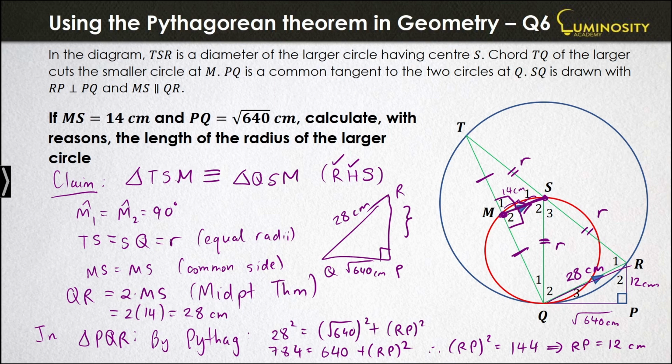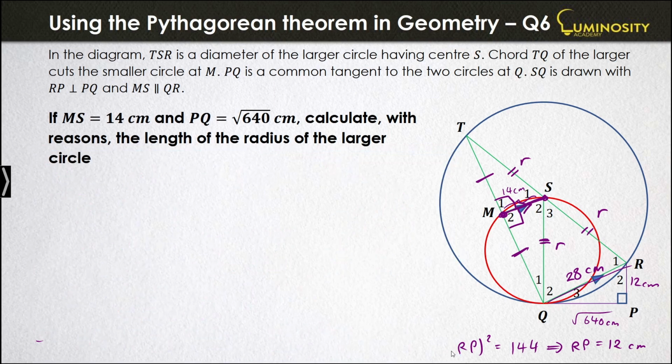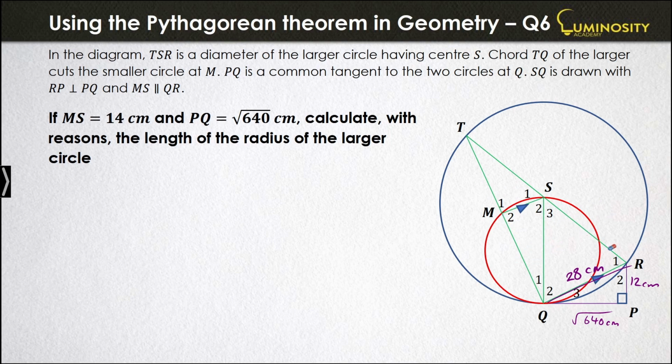Okay, so let's make some space now and combine all this information to help us. All right, so let's recall now. In this diagram here, we are looking for the radius length. So far what we've managed to work out are some dimensions on this lower triangle here. So we were given that as root 640 centimeters. We worked out this was 12 centimeters, this was given as 14 centimeters, and we worked out QR as 28 centimeters. Our goal is to find the radius length.